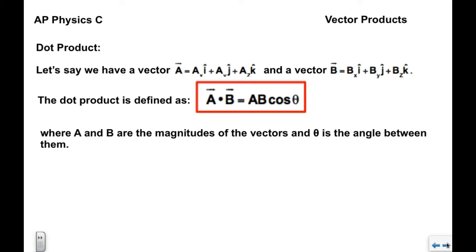Now the dot product, again, it's just a magnitude. It's defined as AB cosine theta. A and B are the magnitudes of each of the vectors, and theta is the angle between them. This box is in red, so you know that means it's on your formula sheet. The magnitude of vector A is the square root of ax squared plus ay squared plus az squared. So we know how to do that.